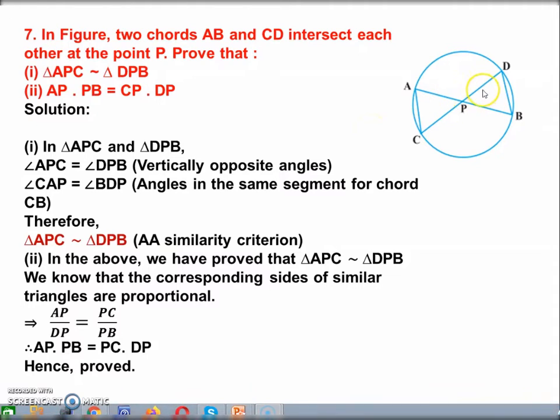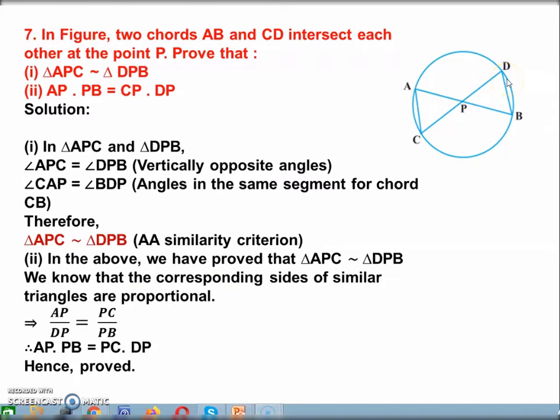Now here one pair of angles is vertically opposite. You can see from the figure, angle APC and DPB are equal, vertically opposite. And angle CAP and BDP are angles in the same segment. This is something which you have learned in standard 9. Angles in the same segment are equal, or angles subtended by the same chord are equal. So these two angles are equal.